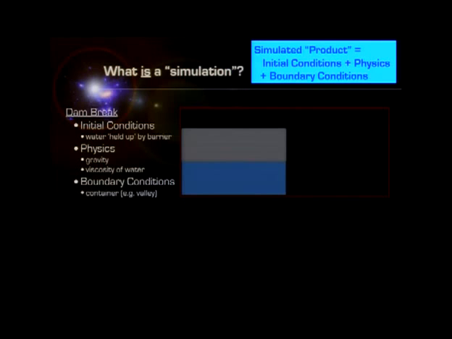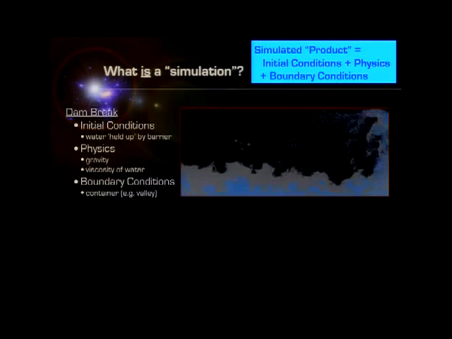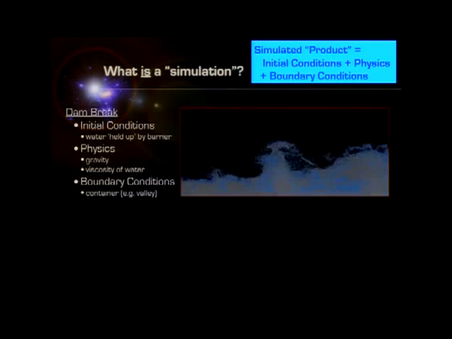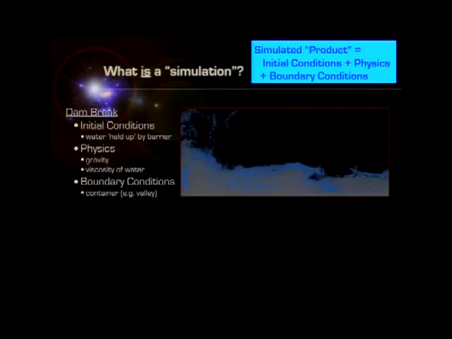But you can extend it to more sophisticated containers and think of it as what happens when a dam bursts and the water flows into a valley, for example. So this is a sort of first-order representation of what that looks like. And so you instantaneously remove the barrier, and you see what happens. But again, you've got initial conditions, you've got physics, you've got boundary conditions. This is, again, a simulation.